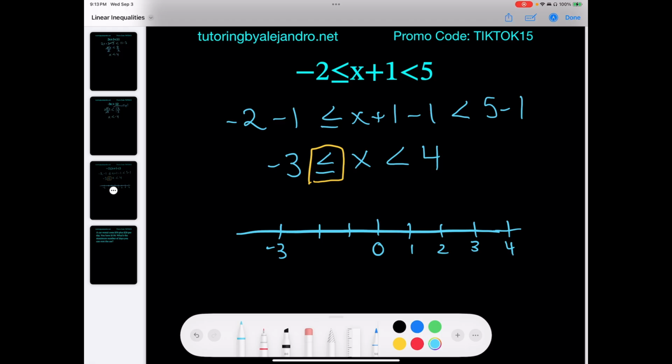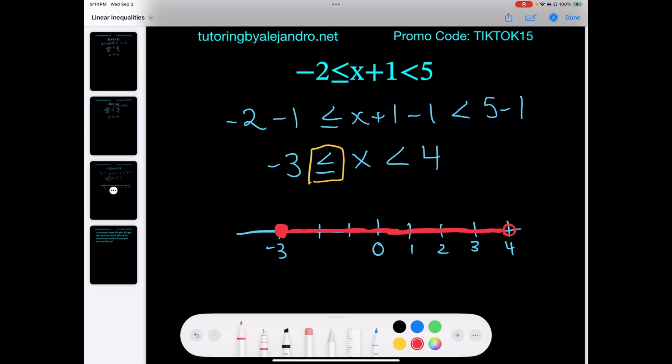The way you would graph this solution is when you want to be inclusive of the number, like with the -3, we're gonna fill in the circle. We're gonna fill in the circle. And our solution is gonna range from the -3, including it, all the way up to the 4, but we're not going to include the 4. So again, x can be any number between -3 and 4, including the -3, but not including the 4. It can be 3.99999 and so forth, but it can't be 4.